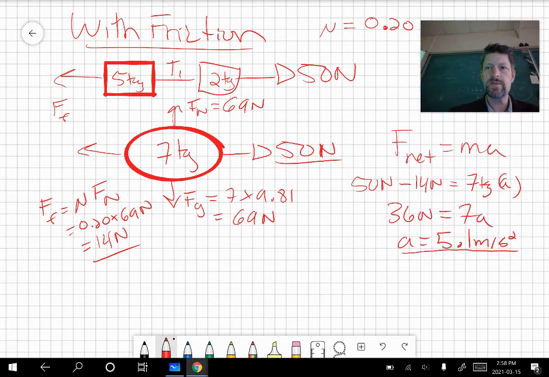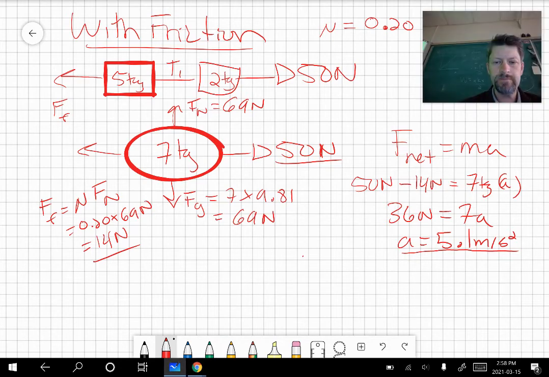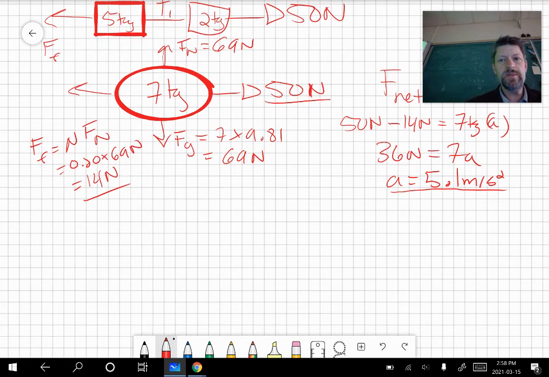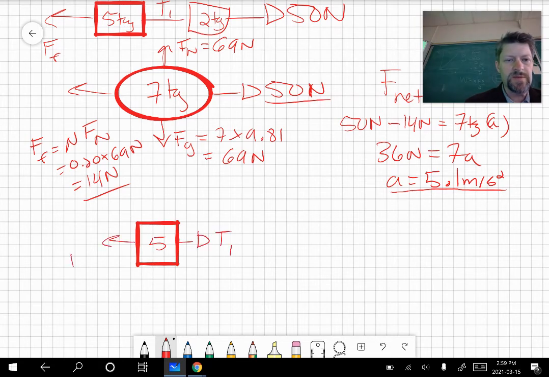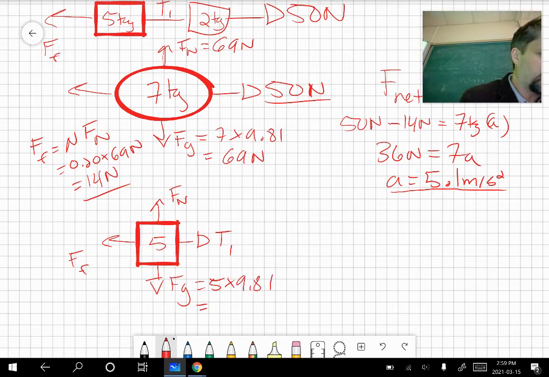I'm going to move myself up here. And now I have to find that tension. So I'm just going to give myself a little bit more space. And I'm going to isolate the 5 kilogram mass because it just has tension pulling it forward and it has some friction pulling it backwards. It's still got the gravity and the normal force. And I'm going to have to calculate those all over again because now it's 5 kilogram mass times 9.81. 5 times 9.81 equals 49 newtons.